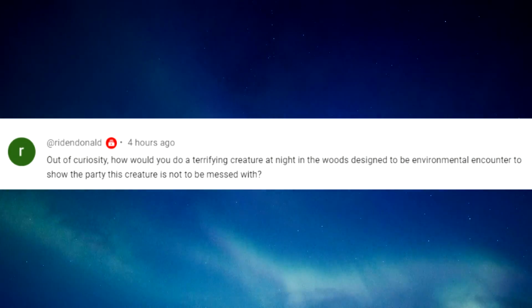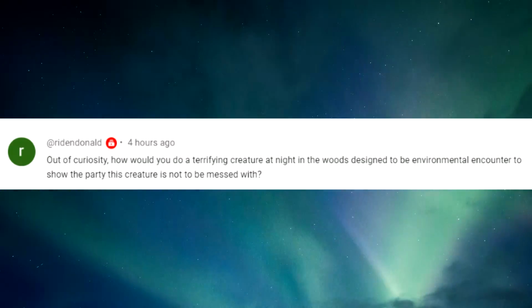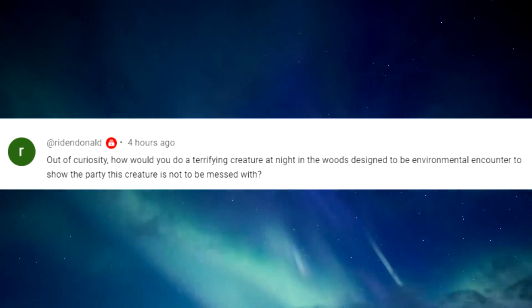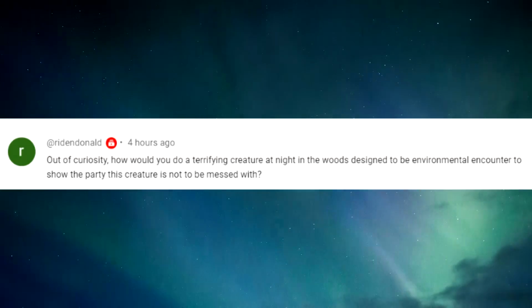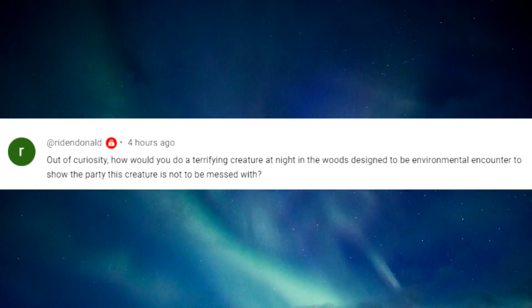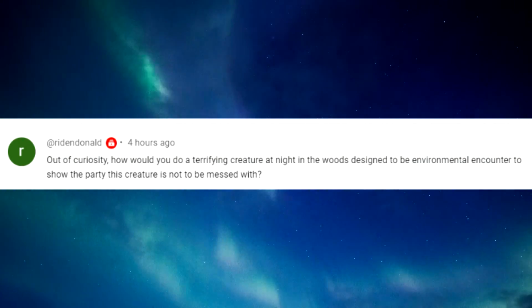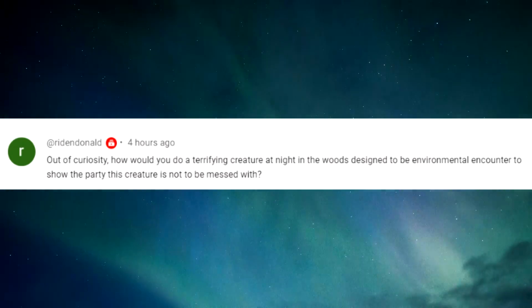Or, and this is my favorite method, the always a bigger fish method. You establish a creature that's already a threat, and then you have it be easily murdered by an even bigger threat. So let's say your party fights an owlbear, beats it, it's a little bit of a difficult fight, but they make it out okay.